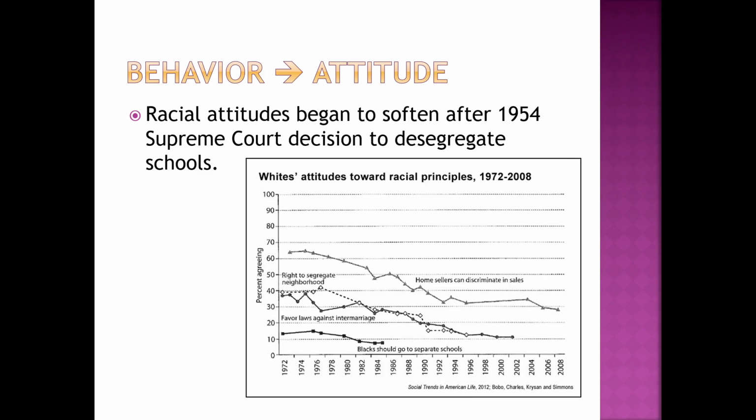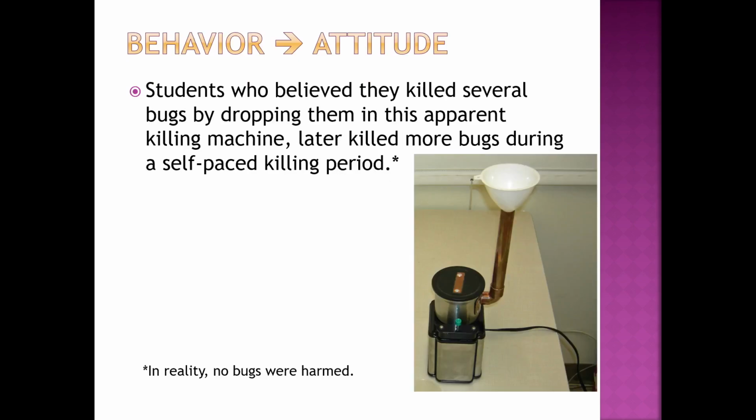Home sellers can discriminate in sales. That's been going down significantly over time. So by engaging in behaviors that include people from different races, people's racist attitudes tend to soften. So behavior is much more likely to affect attitudes.